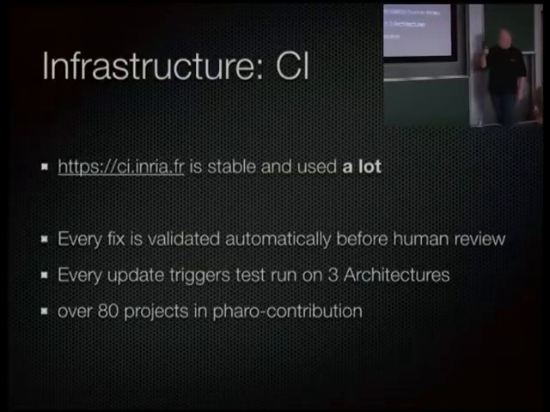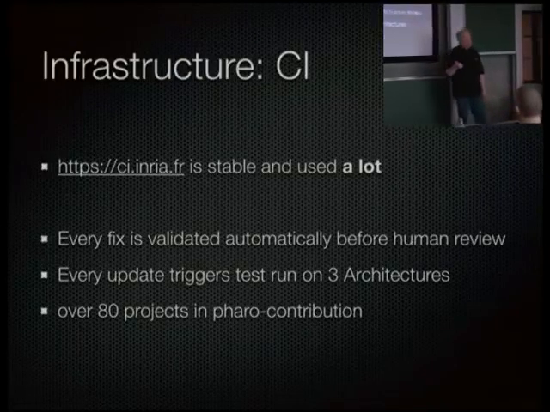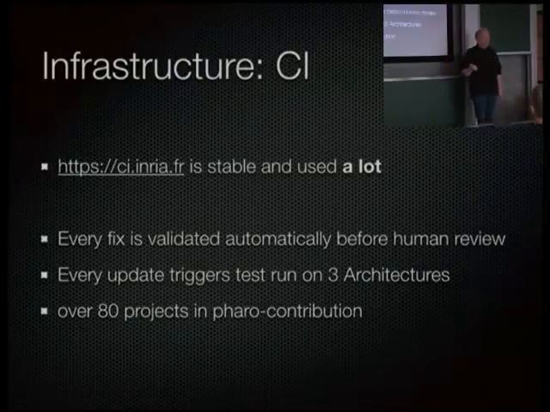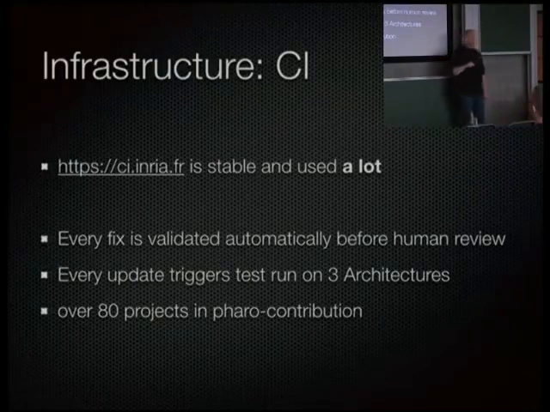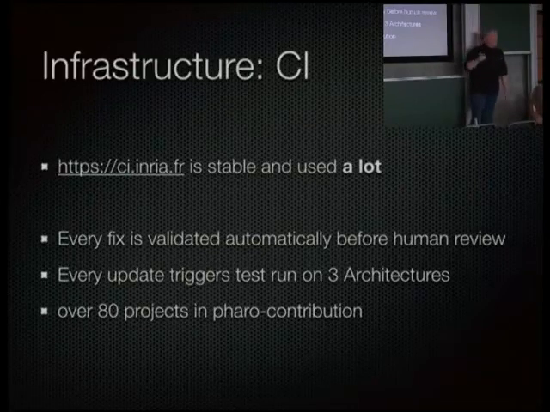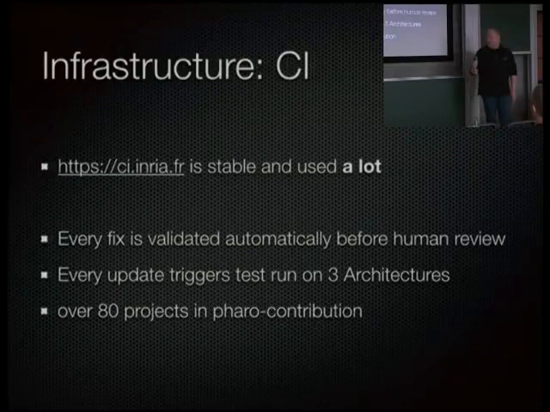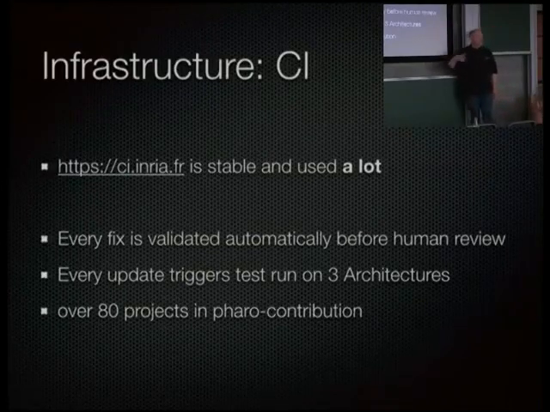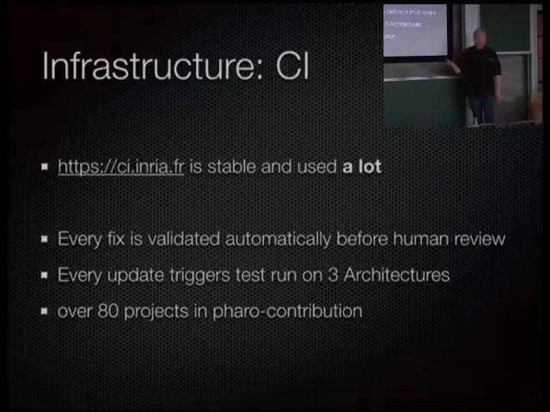So that means every fix that someone submits is validated automatically for the latest development version of Pharo, which means it runs, in this case only on Linux, all 16,000 tests. And only if these tests are green, this issue will get tagged to be worth of human review.